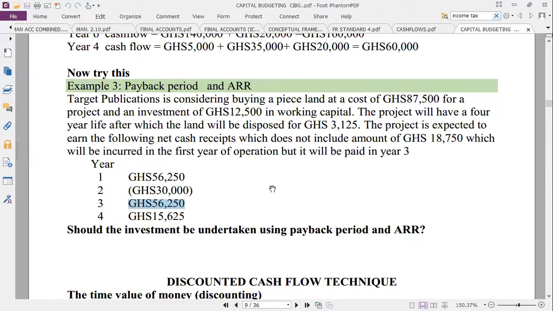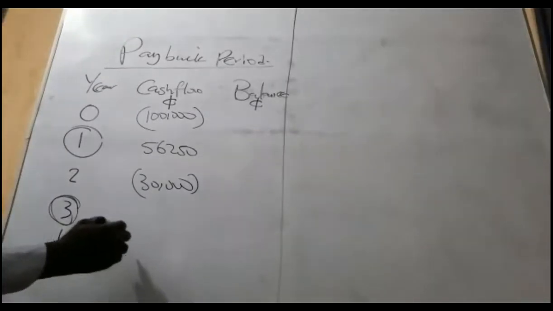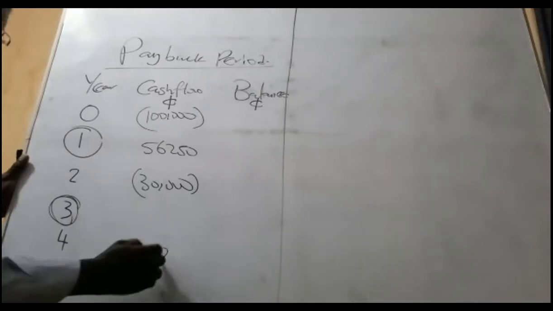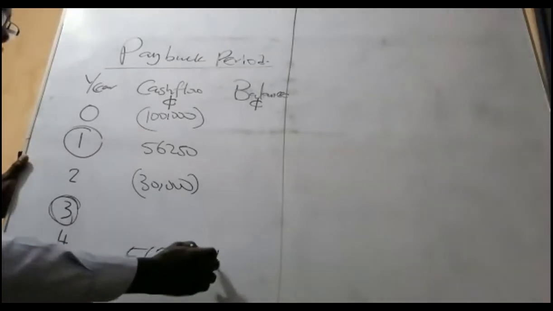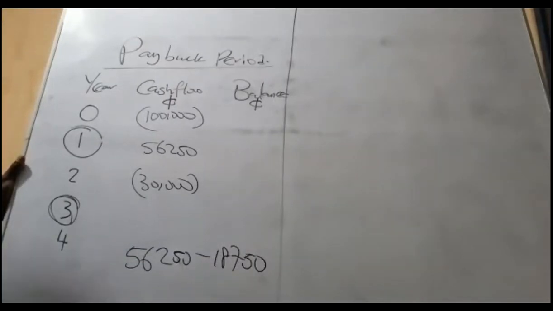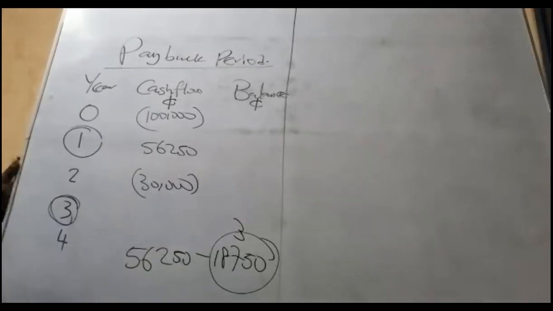So they are going to pay out of this money, 56,250. Let's take 18,750 from that figure, and then we arrive at what? So year 3 cash will be 56,250 less 18,750. Why? Because they are going to incur it when? Year 3. That's all. They are going to incur it in year 3.